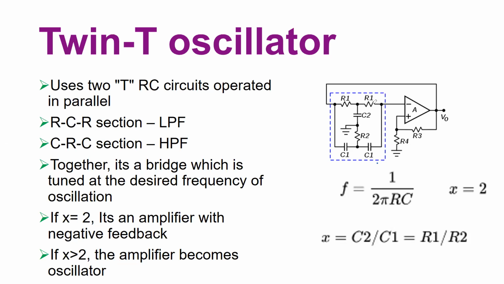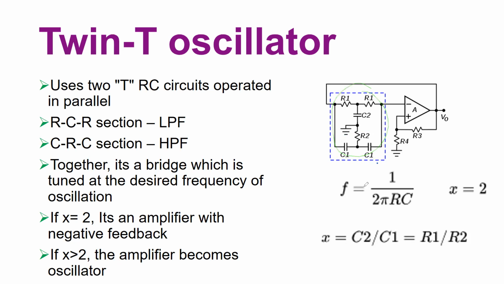What we see here are two T sections. Here is one T, and here is another T, and here is a common point. One T is called RCR, and the second T is composed of CRC. The first, RCR, acts as a low pass filter, and this network is acting as a high pass filter. Together they form a bridge which is tuned at a desired frequency of oscillation.